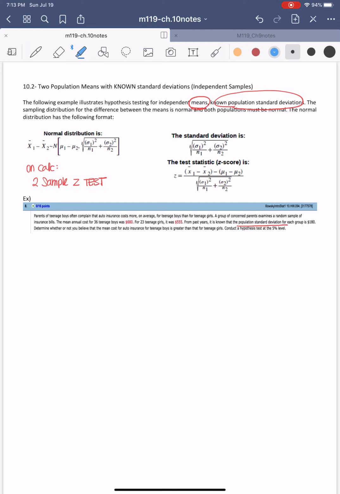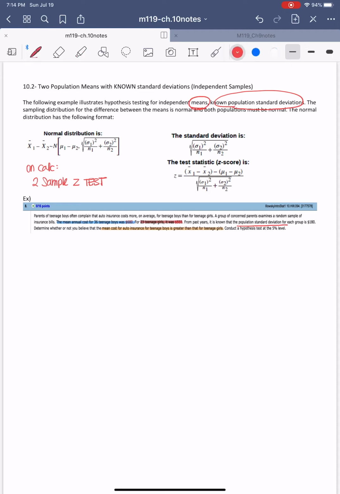So here is our testing claim. We want to determine whether the mean cost for insurance of teenage boys is greater than teenage girls. We are comparing group to group, boys to girls, so this is two sample. So for the boys, let me highlight all the information for the boys. The mean annual cost for teenage boys was $680. And for teenage girls, it was $555.